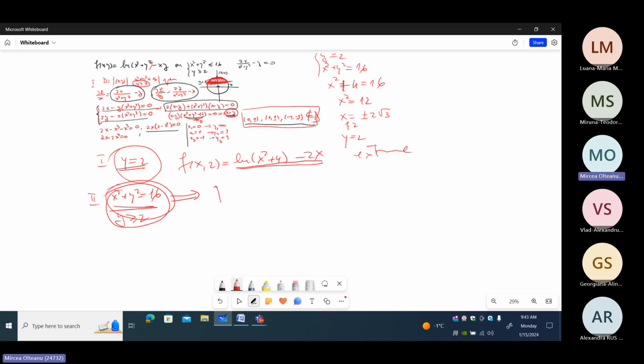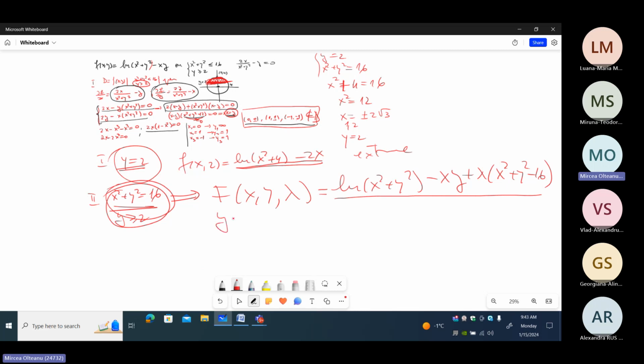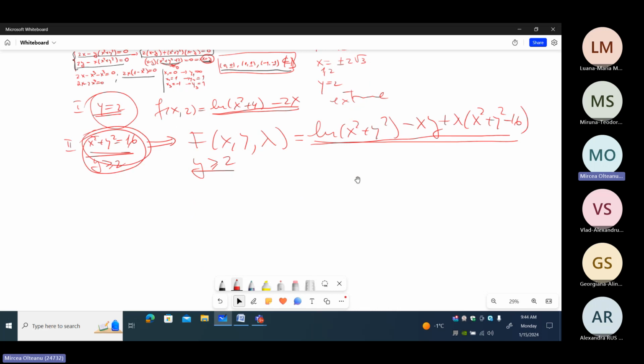In this case, we consider the Lagrange multipliers method, which is this one, plus lambda times x squared plus y squared minus 6 plus y squared minus 16. And don't forget that y must be greater or equal than 2. And now here, you use the method of Lagrange multipliers. Compute the partial derivatives and so on.